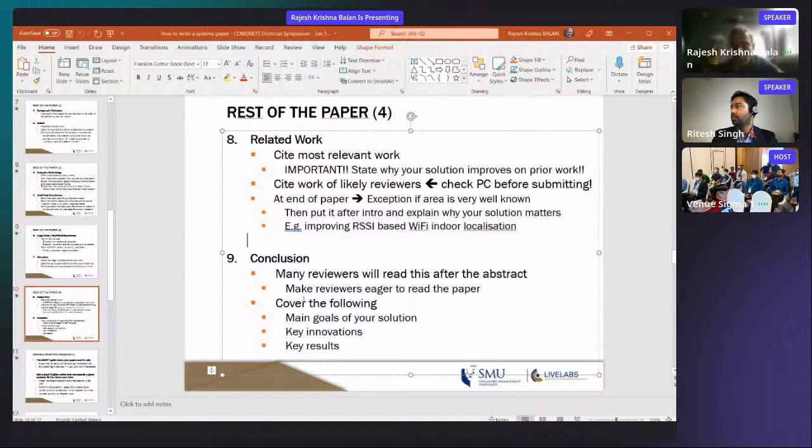Okay? And finally, conclusions. A lot of reviewers read this after the abstract, but this is where they're just getting some insight into your paper. They're not making any big decisions yet. That comes after your intro, right? So your conclusion and abstract are just to get people excited to read your intro, right? Just get them more and more excited.